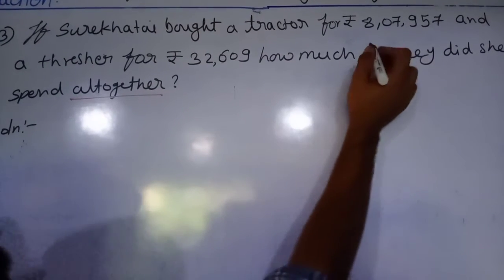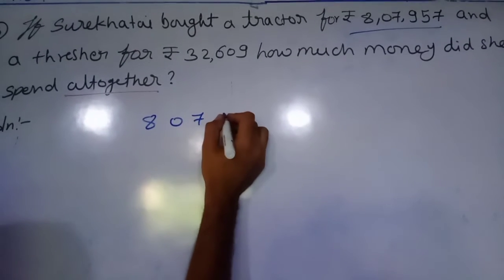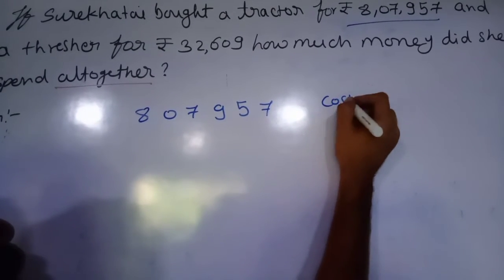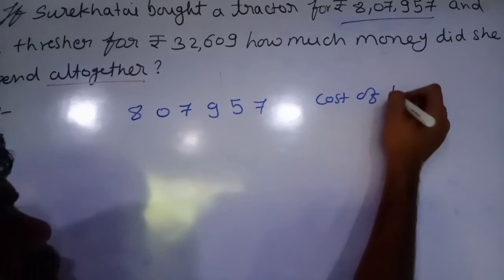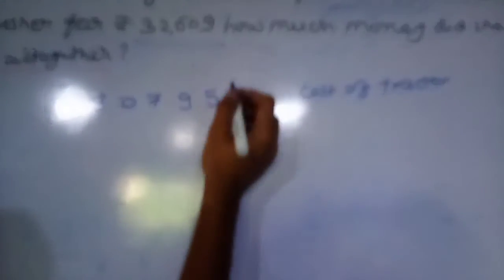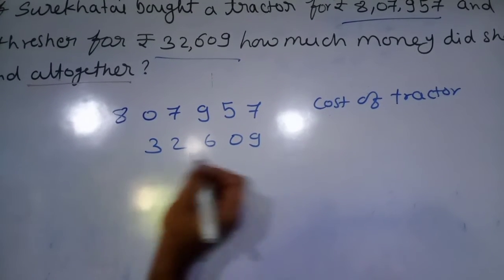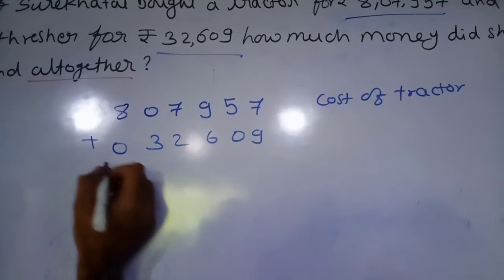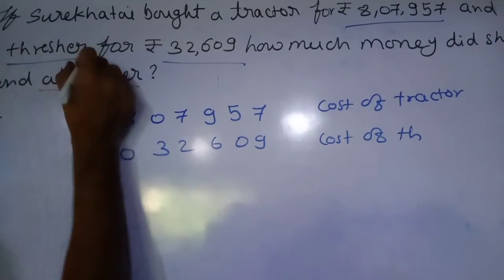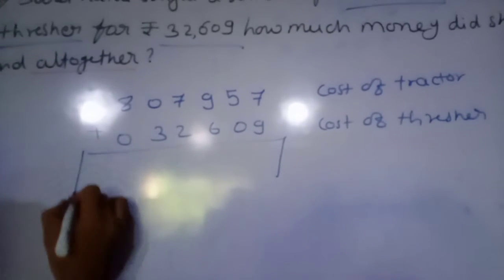The first number we have is 8,07,957. That is the cost of the tractor. Yes. The next number we have is 32,609. Always start from the right hand side. Here we don't have to put the 0. That is the cost of the thresher. Here we have the cost of the thresher written. Now do the addition.